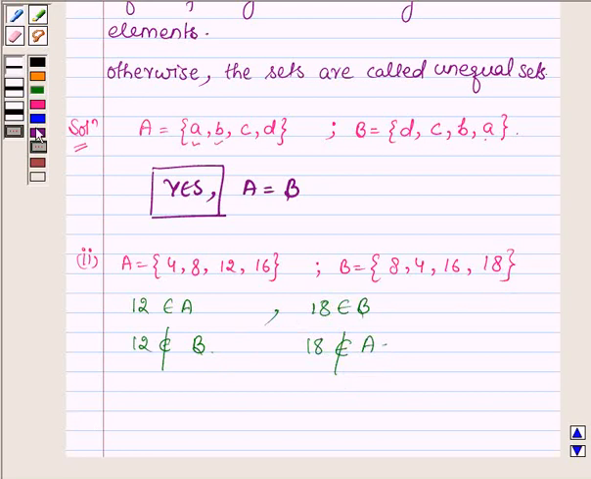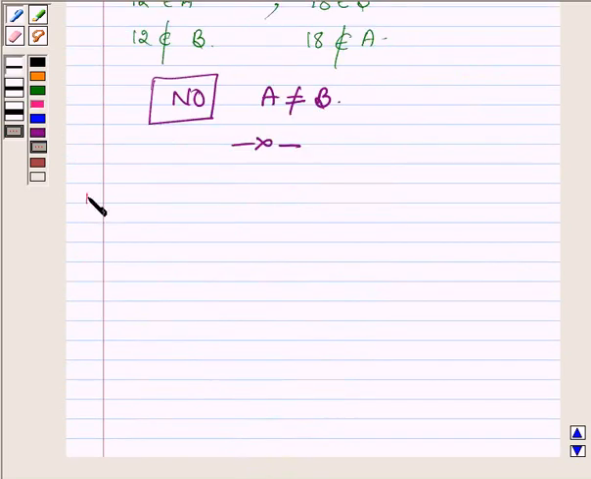So this implies these two sets are unequal. Hence our answer is no. The set A is not equal to B. So this completes the second part. Now proceeding on to the third part, where A is the set containing elements 2, 4, 6, 8 and 10.